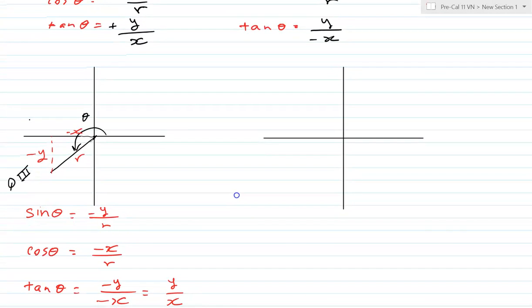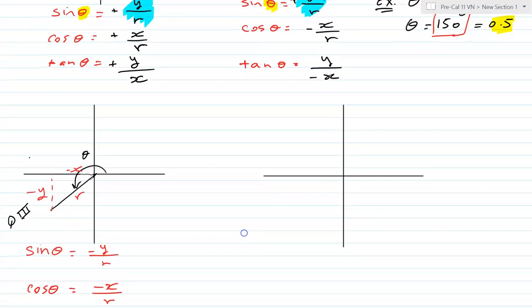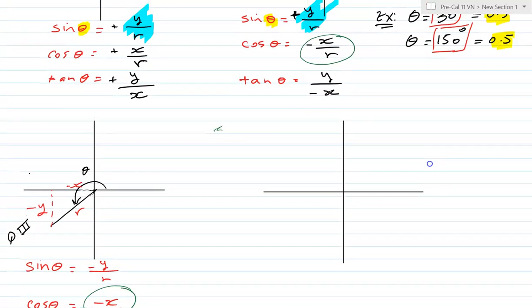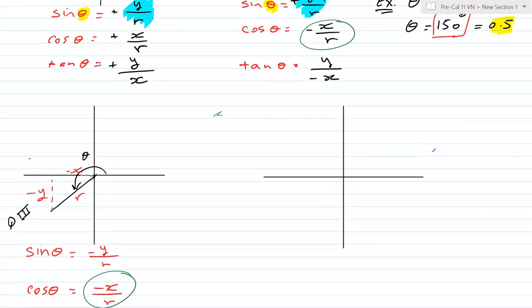But here is the thing. Notice that cosine in quadrant 2, right here, let's go to quadrant 2, right here, that's quadrant 2. Okay, actually, let me use a different color if I can. All right, so different color. So cosine in quadrant 2 and quadrant 3 is negative. They're the same ratio, minus x over r, and minus x over r. You see that? They're exactly the same.